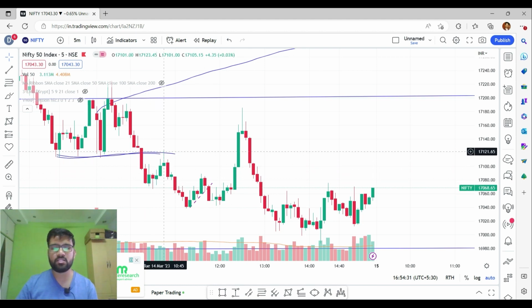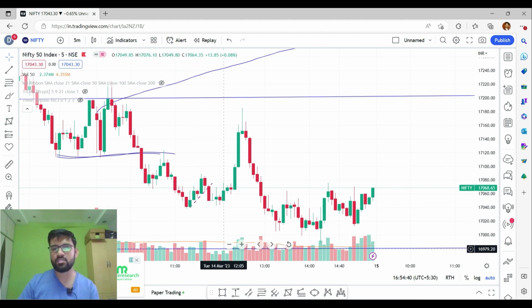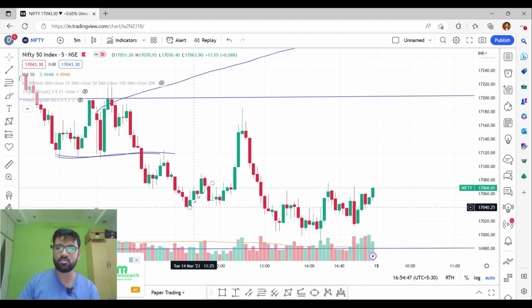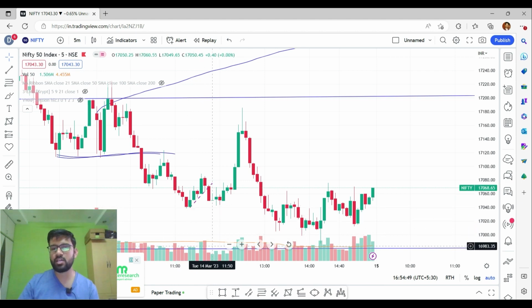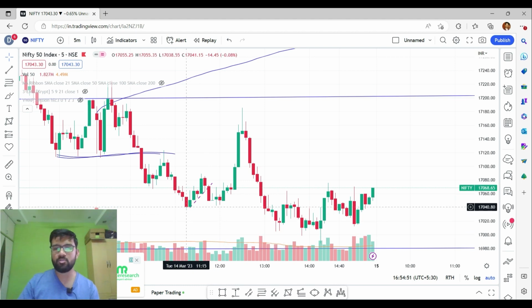So I was late for this entry point, and from there the market eventually came down and made a low of the 17,039 or 40 levels. I was very much late, and I thought the market would eventually come down up to the 70,000 level, because the distance between the 70,040 and 70,000 levels is hardly 40 points. I was expecting the market to come down directly, so I took short positions directly at this 70,040 level. But in the next candle itself, the market went up and tested my stop loss levels.